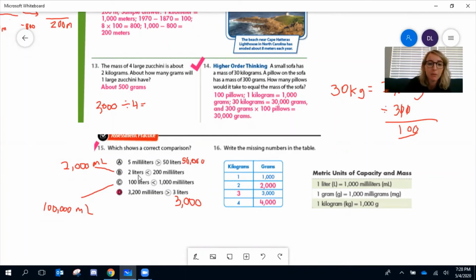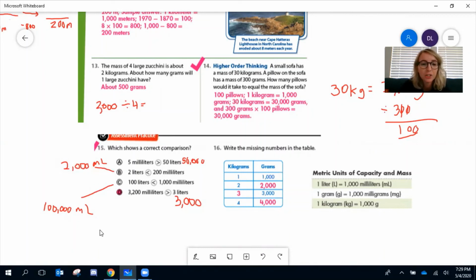When we move to B, we see 2 liters is less than 200 milliliters. When you figure out that 2 liters is equivalent to how many milliliters, it would be 2,000 because we need to multiply by 1,000. So over here it tells us 1 liter is equivalent to 1,000 milliliters. So 2,000 milliliters is not less than 200 milliliters, so B is not correct either.